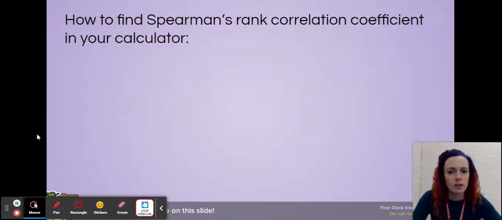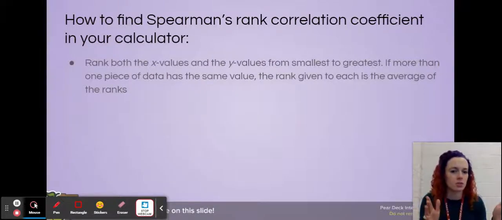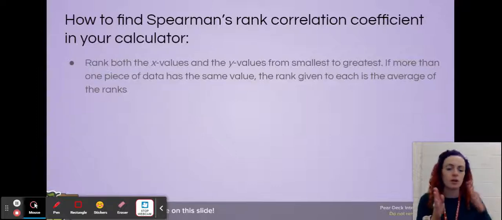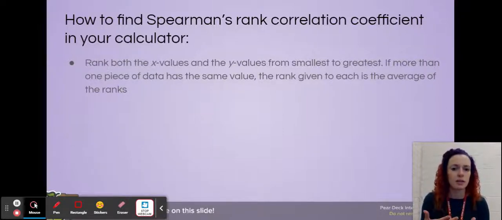All right, so how to find it in your calculator, just because I said you won't have to do it by hand. What you do is you first have to rank the x values and the y values from smallest to greatest. So you'll always start at 1, and you'll go through however many data values that you have. If more than one piece of data has the same value, the rank given to each of those is the average of the ranks of where you are.